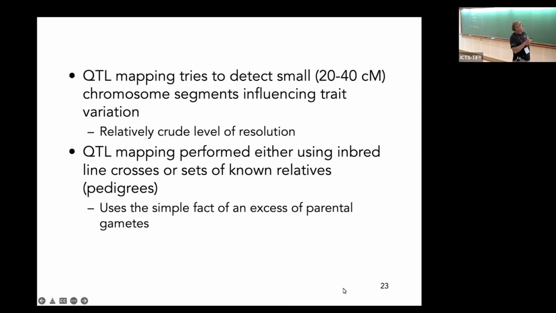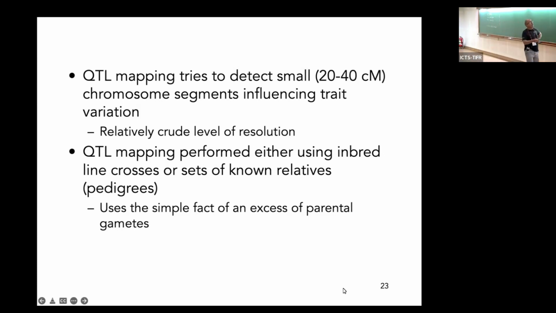So QTL mapping tries to detect small chromosome segments. Think about a chromosome segment basically being about 100 centimorgans. So a small segment would be a piece of that, and that could still be a big chunk of the chromosome. It could be 20 to 40 megabases or more. So this is a relatively crude level of resolution, but nonetheless, it plants the flag. This chromosome arm has 1 or more factors that influence trait variation because they're segregating in that.